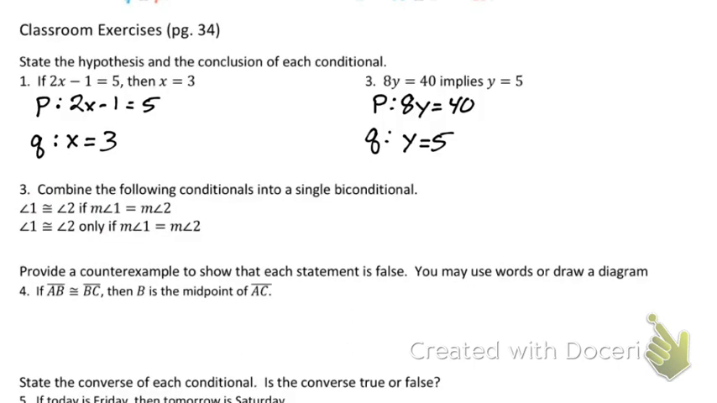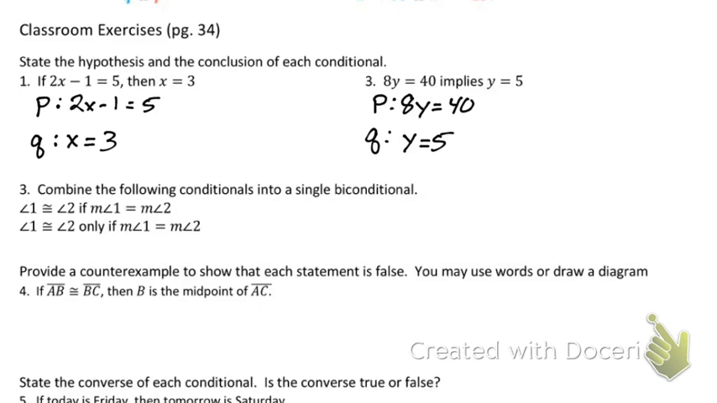All right, so let's combine the following conditionals into a single biconditional. I'm going to go ahead and do this one. Well, first of all, I'm going to look at this. Angle 1 is congruent to angle 2 if measure of angle 1 equals measure of angle 2. I do want to point out that this is the one that has the if statement in between. So our hypothesis would be measure of angle 1 equals measure of angle 2, and this would be our conclusion. That's the only time it flips.